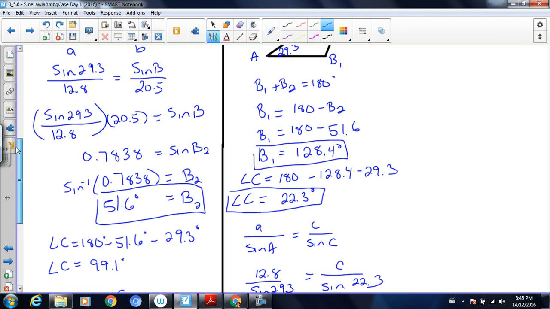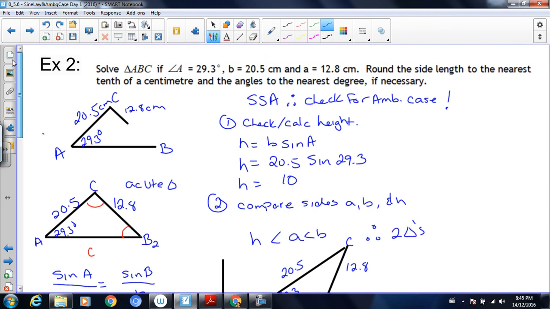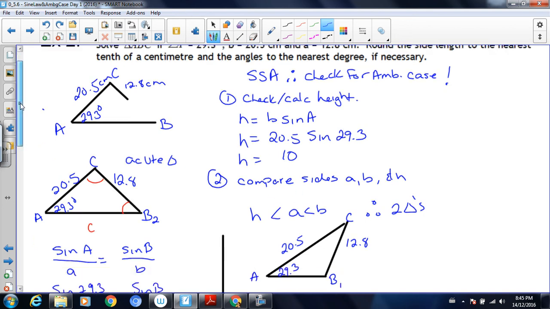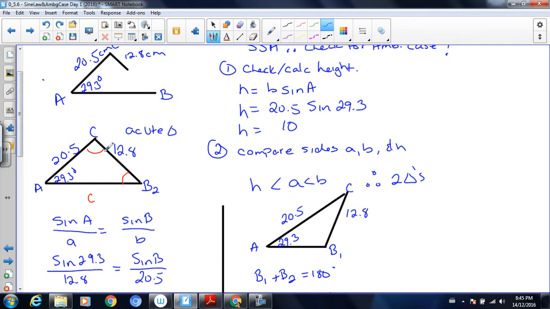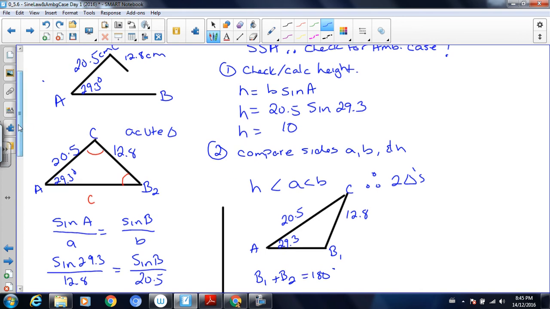So because of the ambiguous case, because I know that I have a side and an angle, I have to check for the ambiguous case, which means I have to compare side a, side b, and the height. I have to calculate the height. When I did that and I compared them, I saw that there are two triangles. Therefore, when I'm solving, I have to find all the missing information for two different triangles.